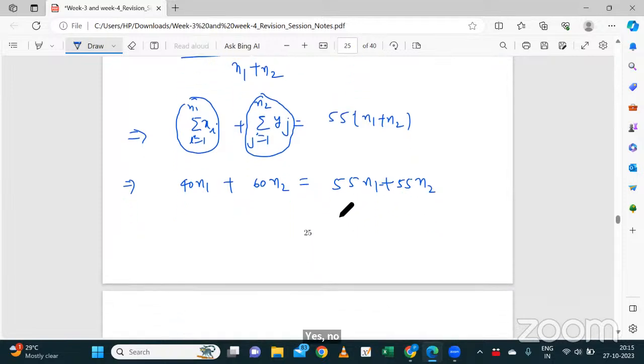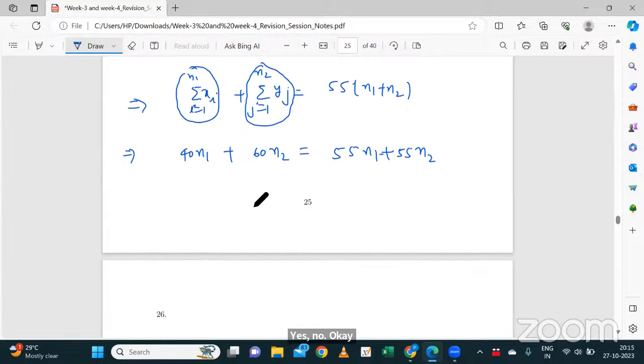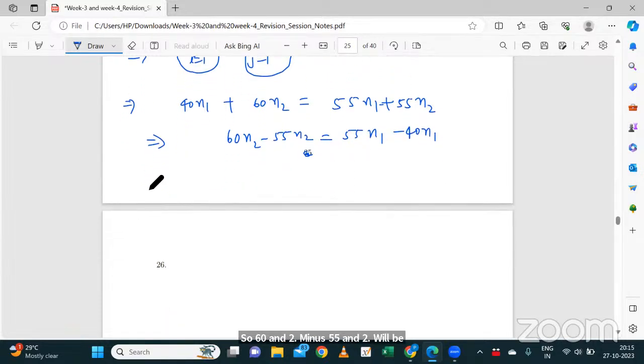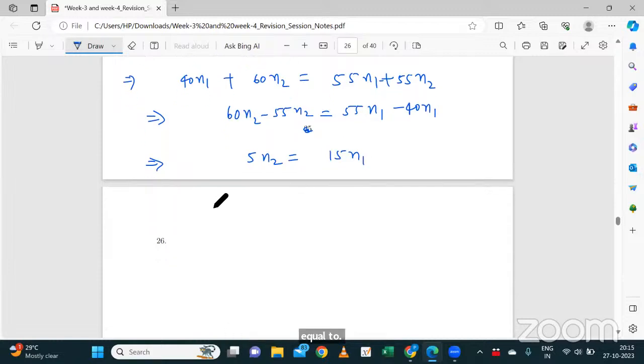Now from here onwards, can you tell me what we will get? So it will be 60 N2 minus 55 N2 equals 55 N1 minus 40 N1. That means it will be 5 N2 equal to 15 N1. So N2 is nothing but 3 times N1. Correct? We got this.